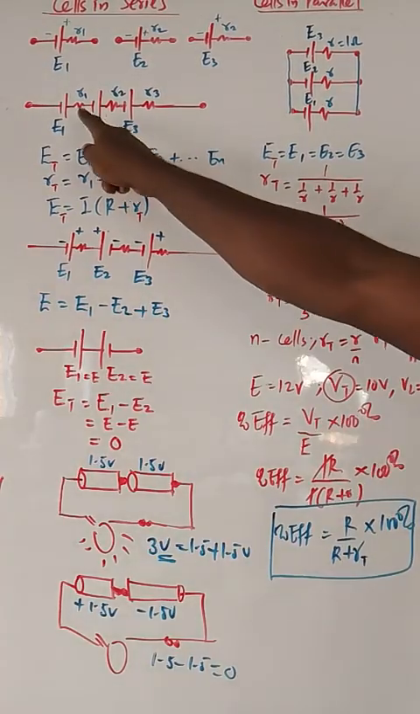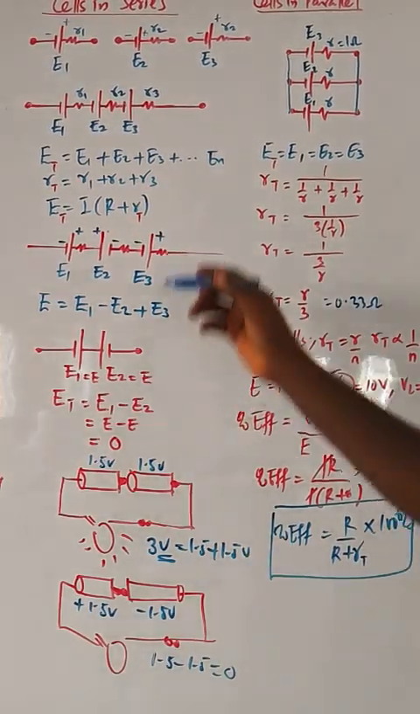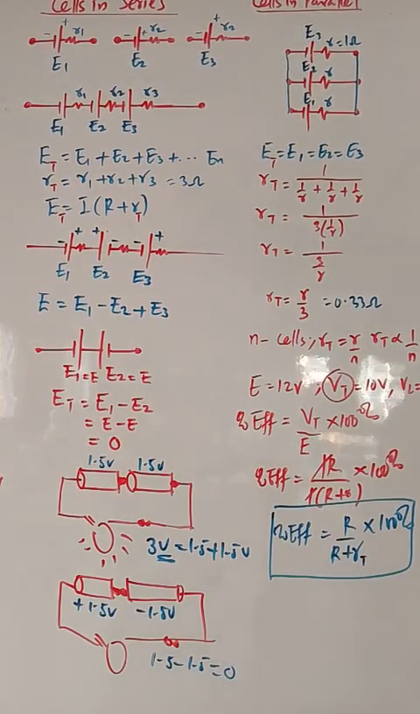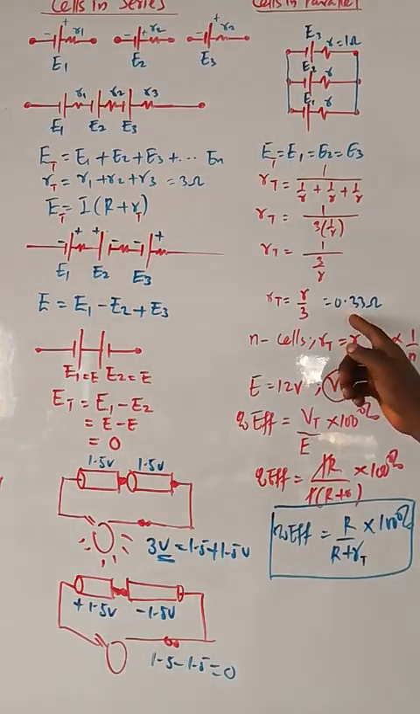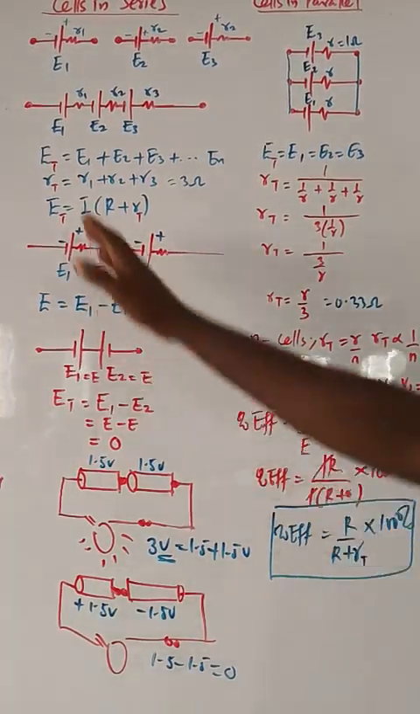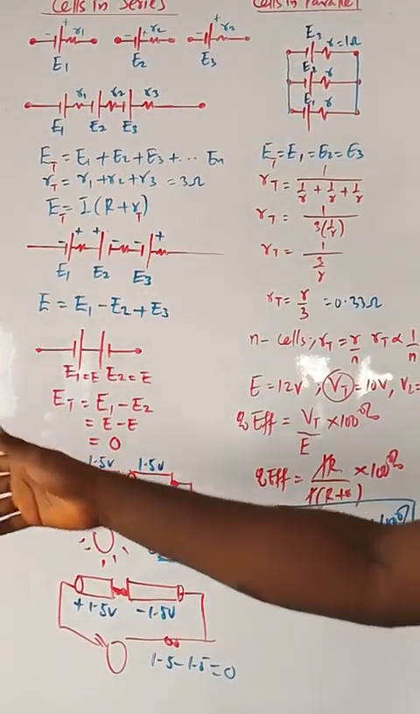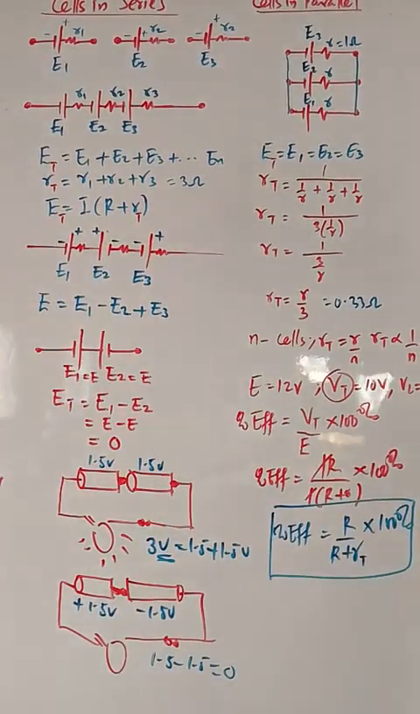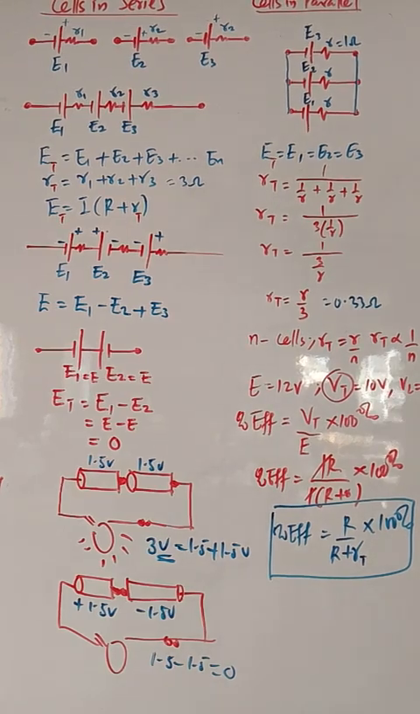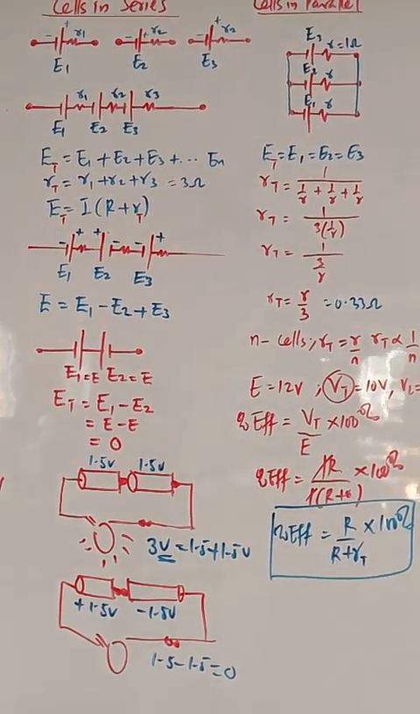But if it has been connected in series, that will be 1 plus 1 plus 1. The effective in that case is going to be 3 ohms. 3 ohms versus 0.33. This is extremely smaller than this. Although when cells are connected in series, their voltage increases, they have lower efficiency. Note this point about cells in series and cells in parallel. This will be the end of electric field 2 part A.